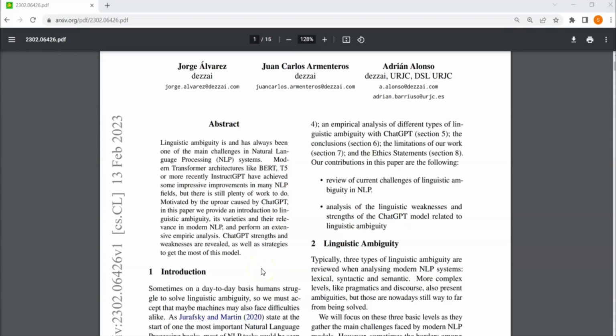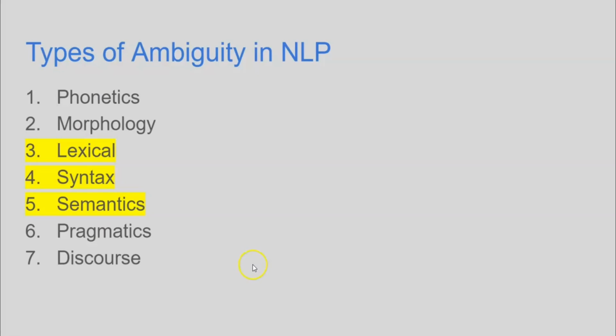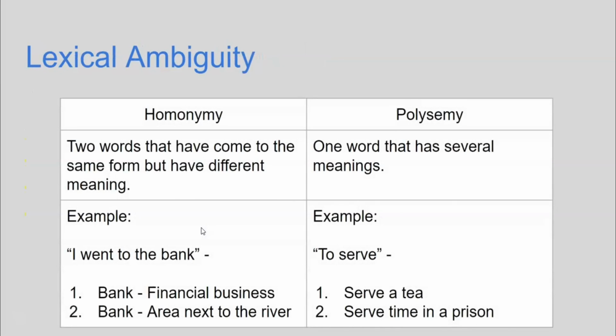Now let's look at the different types of ambiguities which are discussed in the paper. The different types of ambiguities are phonetics, morphology, lexical, syntax, semantics, pragmatics, and discourse. But the three which are discussed quite extensively in the paper are lexical, syntax, and semantics. Lexical ambiguity is a type of ambiguity which deals with a single word or a token in an entire sentence. There are two different representations, homonymy and polysemy.